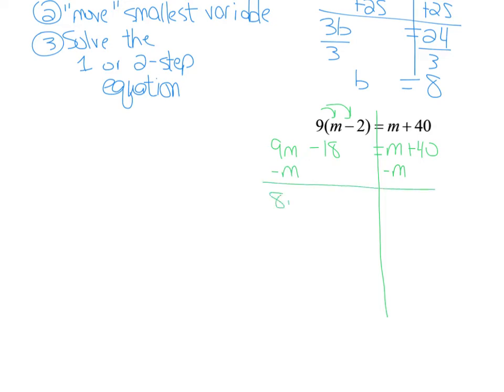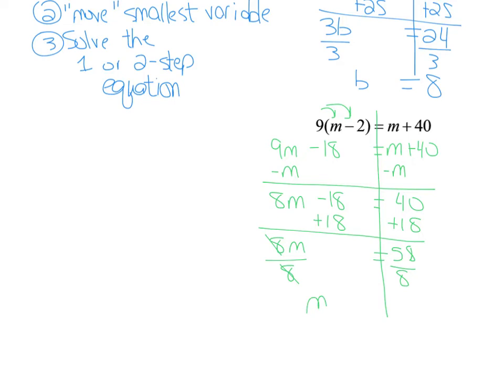9m minus m is 8m minus 18 equals 40. I'm going to add 18 to both sides, and I get 8m equals 58, right? Okay, so I'm going to divide both sides by 8, and oh no, that doesn't go evenly. That's okay. Now I suggest leaving it as a fraction, 58 over 8.